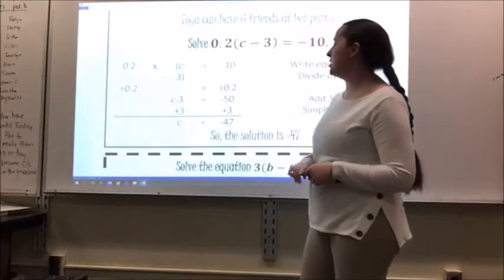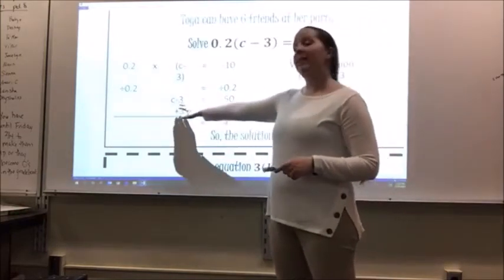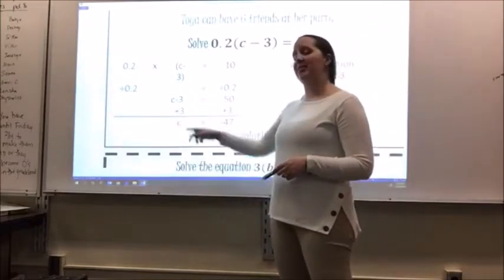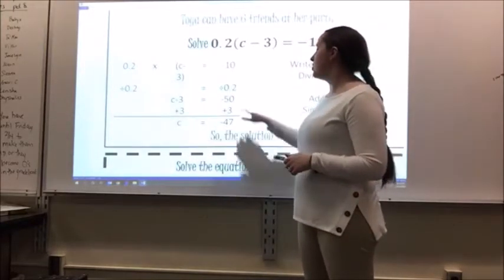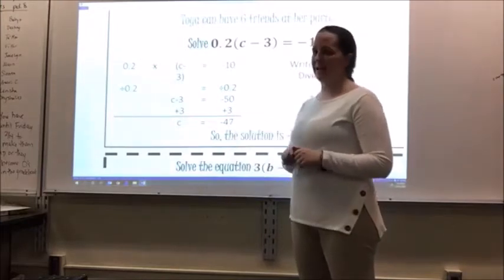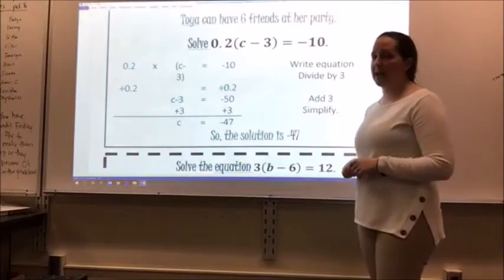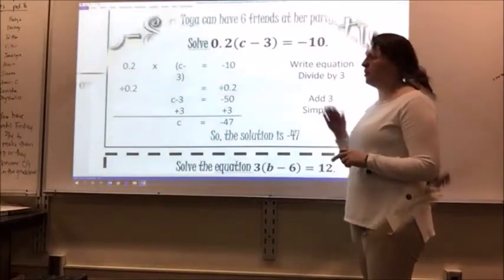Negative 10 divided by 0.2 is negative 50. Then I have c minus 3. In order to get c by itself, I have to add 3 to both sides. So negative 50 plus 3 is negative 47. Of course, you could substitute this right back in, negative 47 for c, and you will get negative 10.